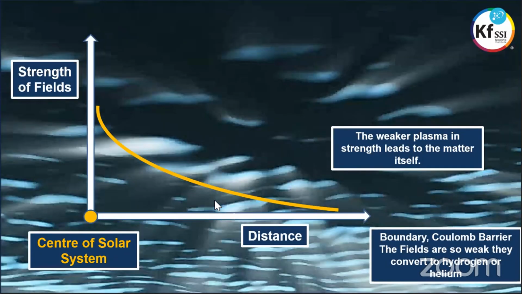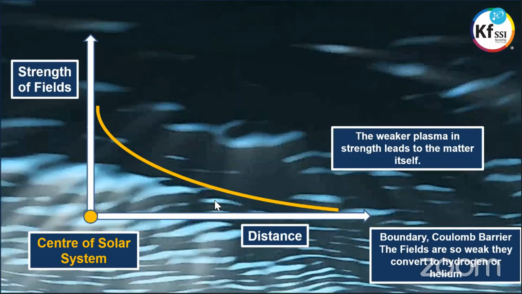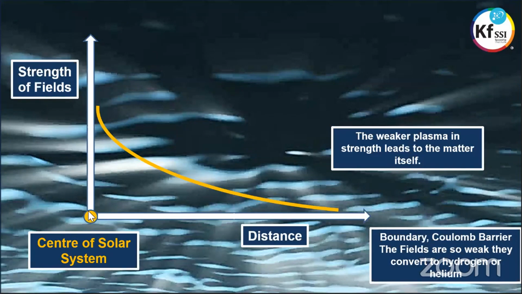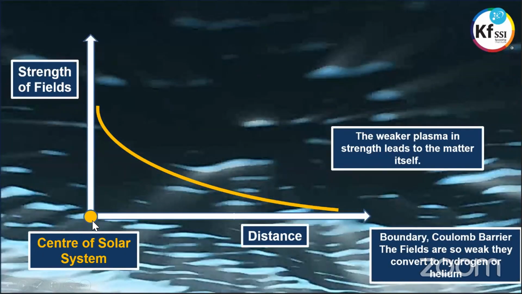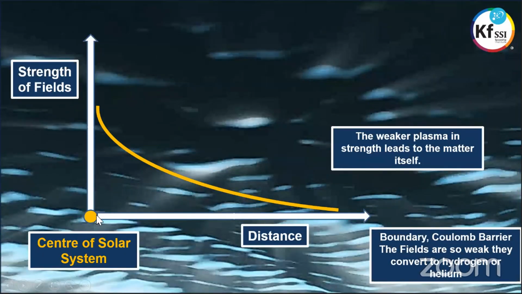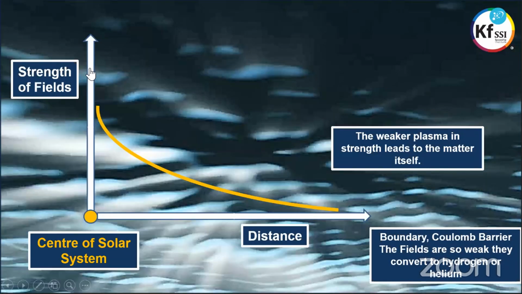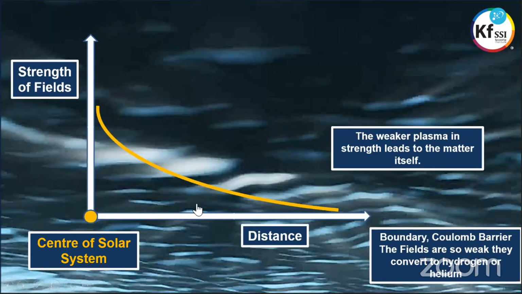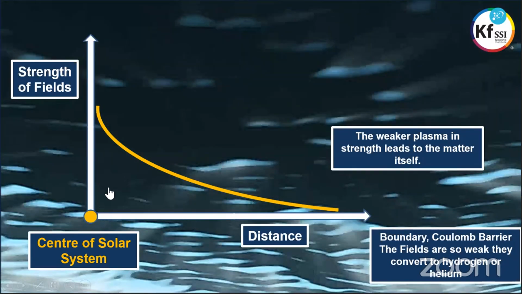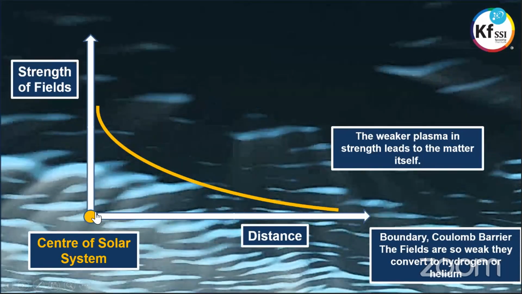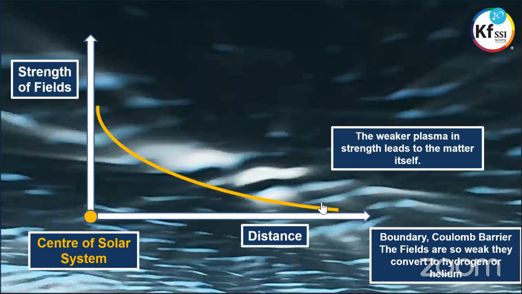Another way to explain that is on this graph. If you take that yellow dot as the center of our solar system, but it could be the center of an atom or the center of a plasma, on the vertical axis you look at the strength of the field. So the further up we go, the stronger it is. On the horizontal axis, it's distance from the center. So what this graph is illustrating is that the closer we are to the center, the stronger the field. As we move away from the center, the strength of the field reduces.